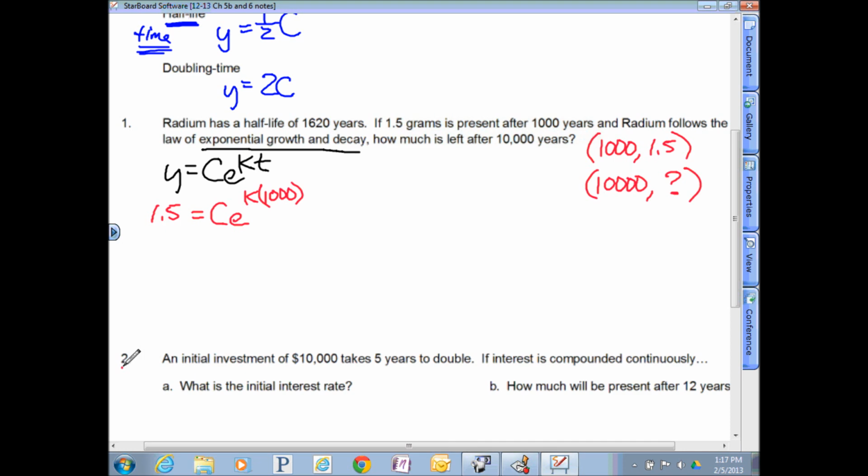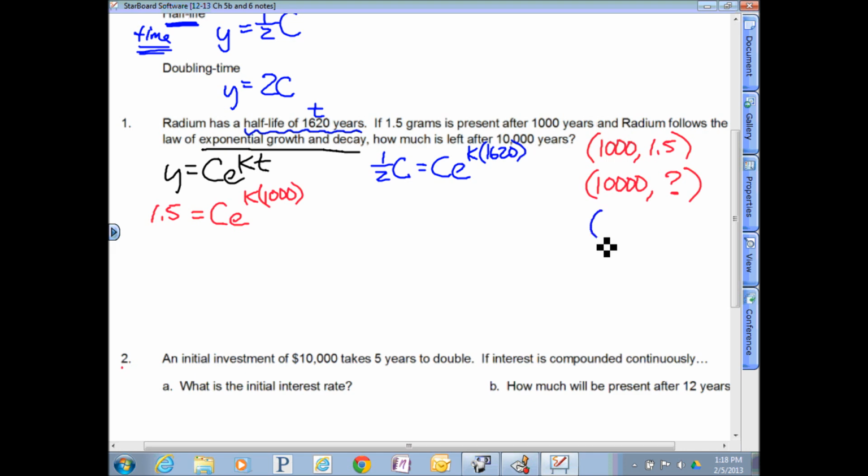And where that's going to come from is this half-life statement. Radium has a half-life of 1,620 years, which means at time 1,620 years, we have 1/2 of our original amount. Half of what I started with, right? I'm starting with C. I now have half of it, e to the k times 1,620 years. So we were given the red point over there: at 1,000 years, we have 1.5 grams. We were also given that at 1,620 years, we have half of what we started with.